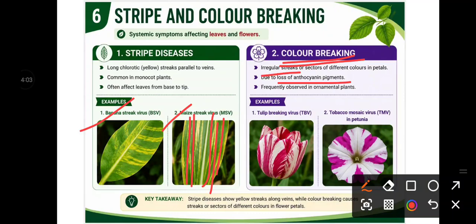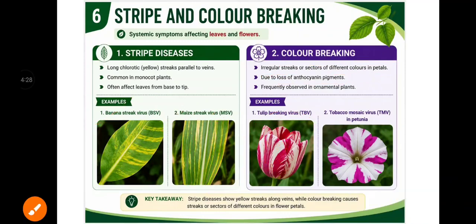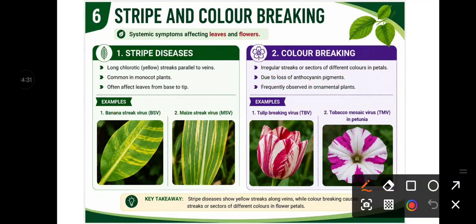So irregular streaks or sectors of different colors will be formed in petals. Here you can see irregular streaks or lines formed over the petals. This actually enhances the beauty of the flower, but this is not due to any genetic or plant characteristic. This is due to the virus infection, the infection of potyvirus, that is tulip breaking virus, causing this irregular streak formation. Same is also produced by TMV on petunia.